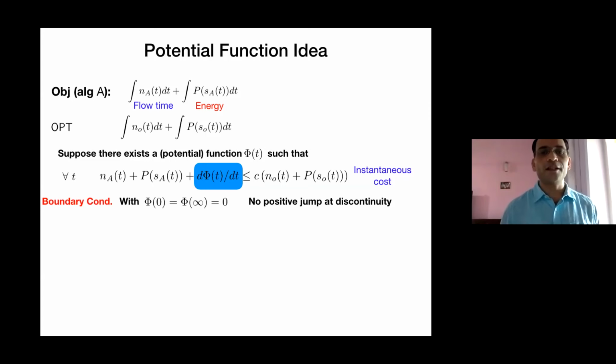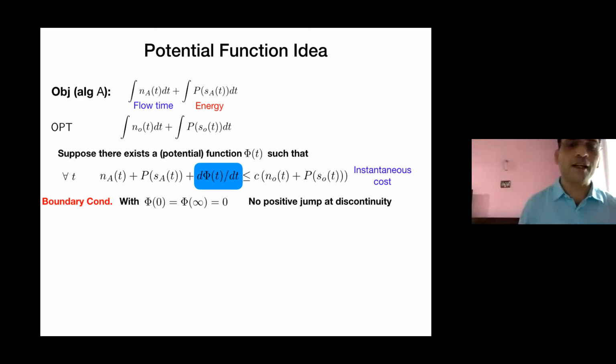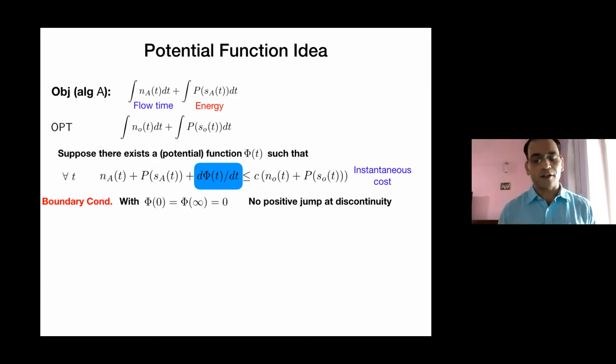In addition, it satisfies two properties: before the system begins, and after all the arrivals have happened and all the departures are done, the function evaluates to 0. And it could possibly have discontinuities, essentially at times when a job arrives or a job departs, but it should not be a positive jump.